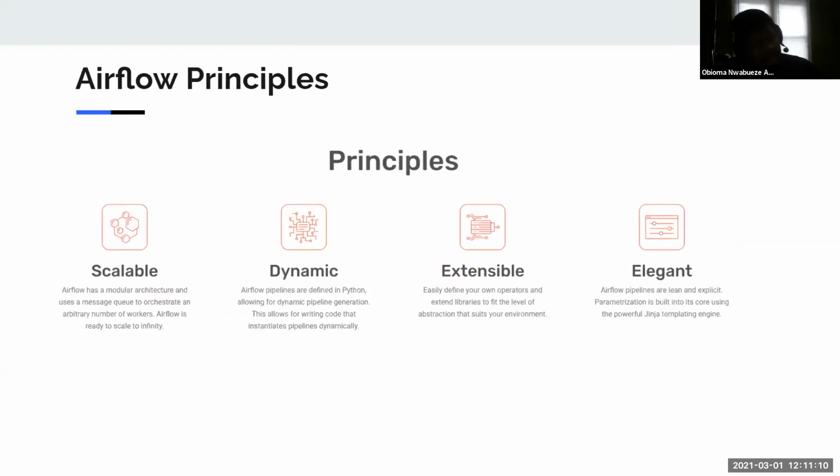All right, so the principles of Airflow. This is just taken directly from their website. So it's scalable. It has modular architecture that can send out jobs to workers. Dynamic, since Airflow pipelines are defined in Python, you can actually dynamically define DAGs in code. It's extensible with a bunch of already existing operators, as well as the ability to write your own. And they don't explicitly know about elegant, but I guess that's true.